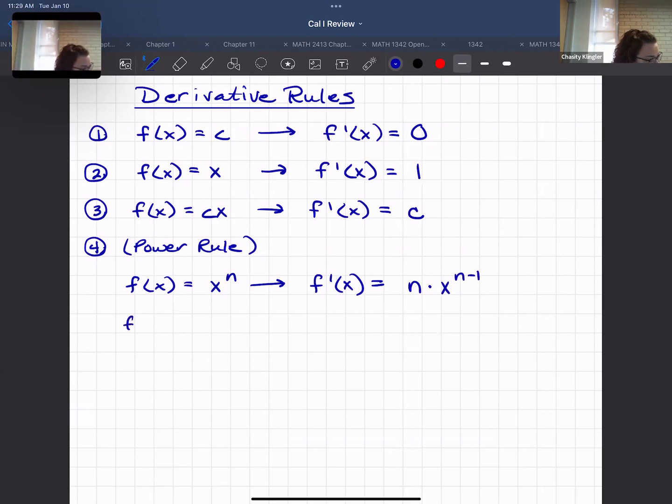Okay, and then same thing, but say we had a constant in front, remember that constant just hangs out. So it's still the same process. You're just going to have the constant times n times x to the n minus 1.